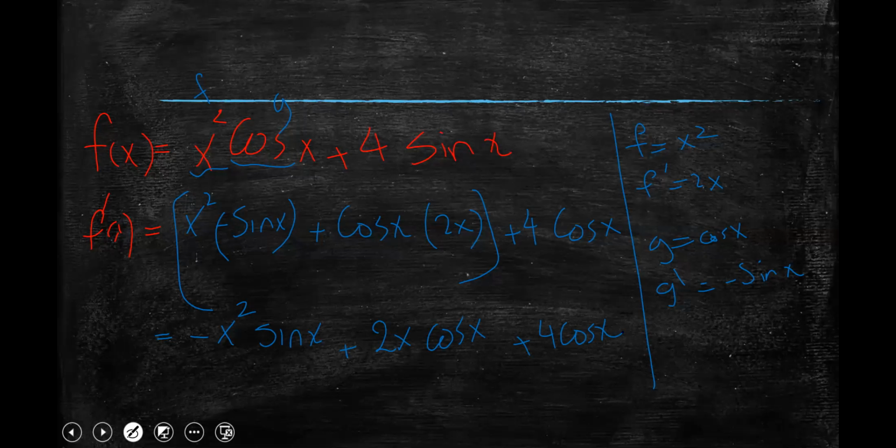Teacher, g equals cosine x, g prime is sine x, not negative. Negative. The differentiation of cosine is negative sine.